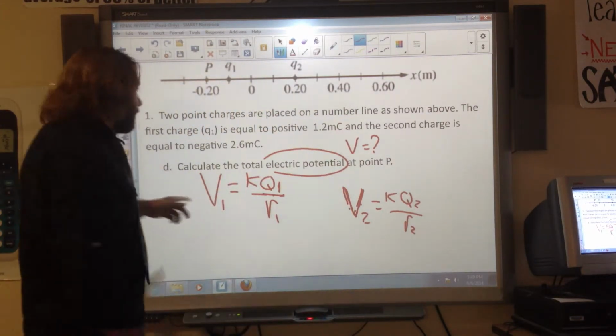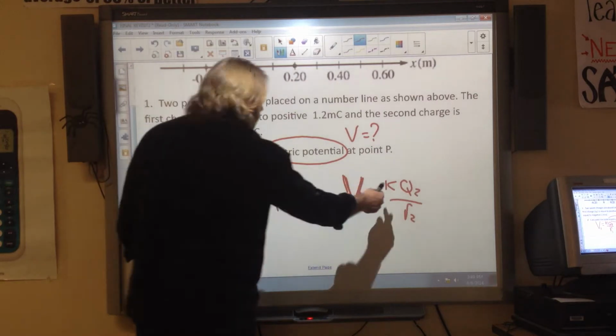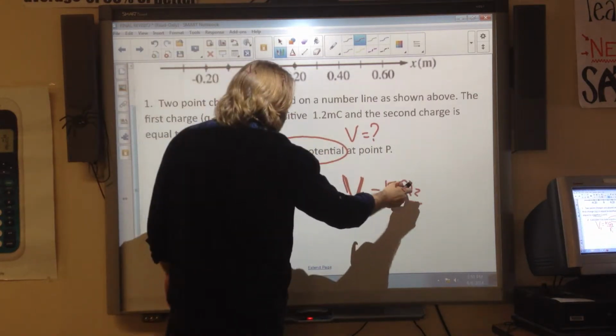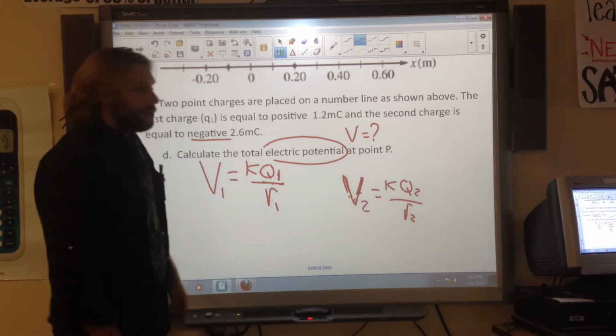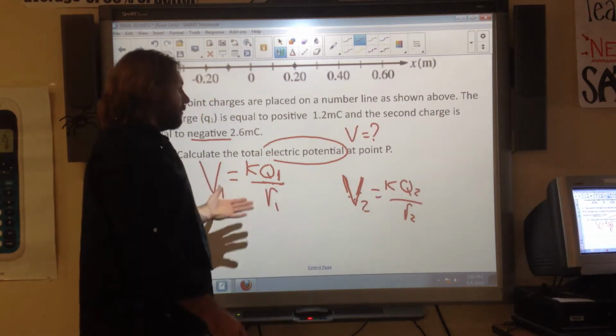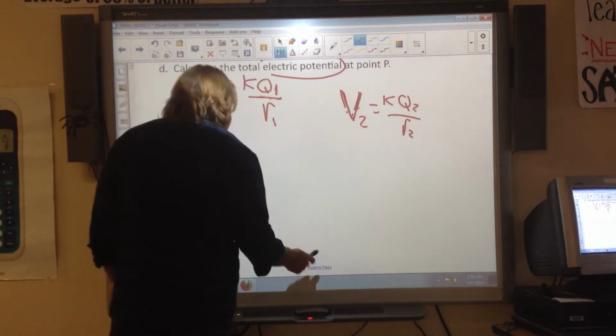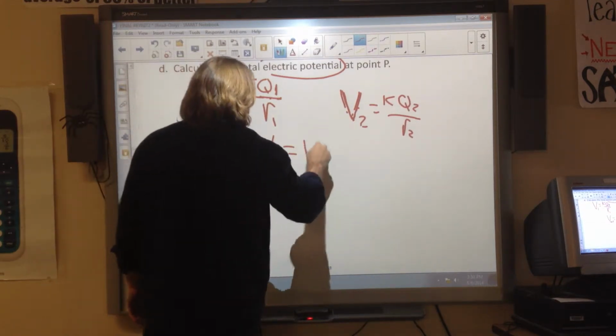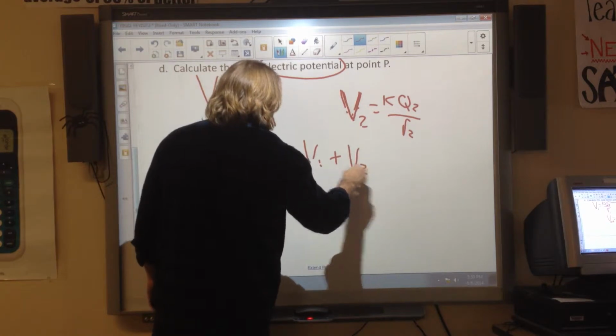And then we have to add them together. V2 is going to be negative because I have a negative charge. So I'll put a negative charge in here. That'll give me a negative voltage. I add that negative voltage with the positive voltage for V1, and I'll get my total. So V net equals V1 plus V2.